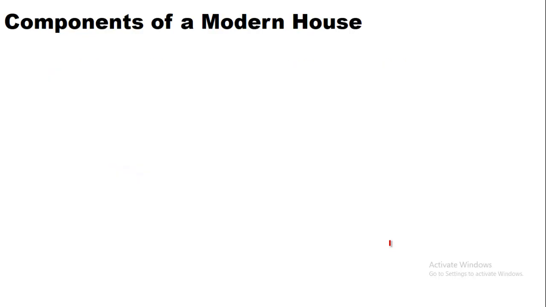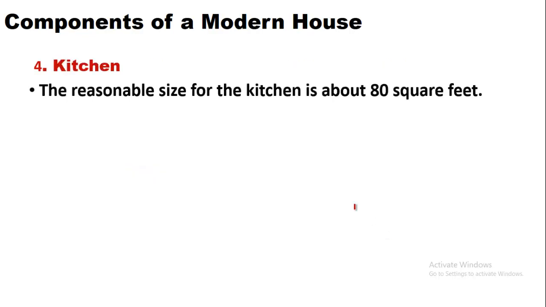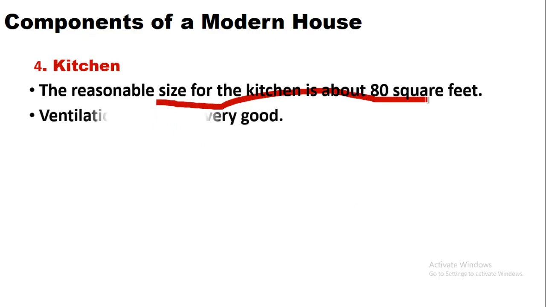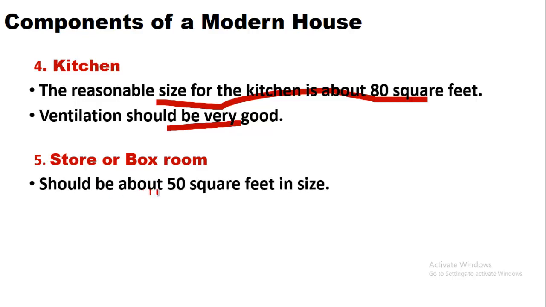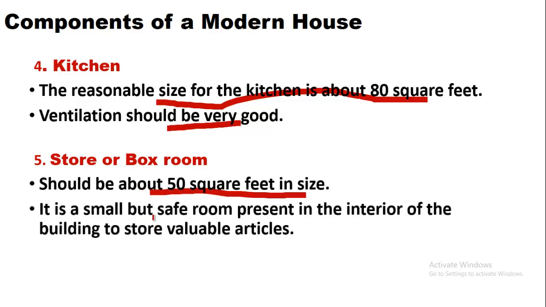The fourth component is kitchen. The reasonable size of kitchen is about 80 square feet. Ventilation should be very good, and there should be a storeroom or a box room alongside of the kitchen. Should be about 50 square feet in size. It is small but safe room present in the interior of the building to store valuable articles.